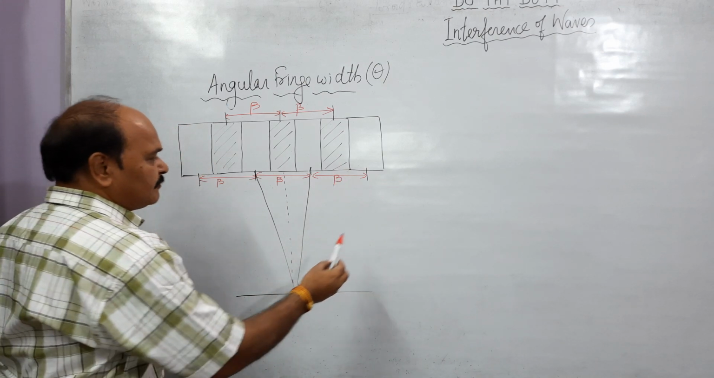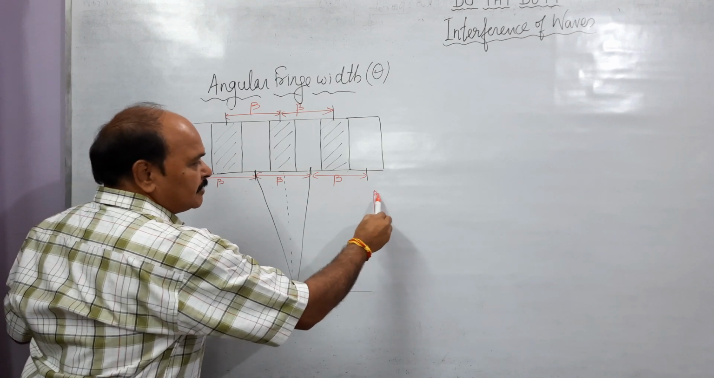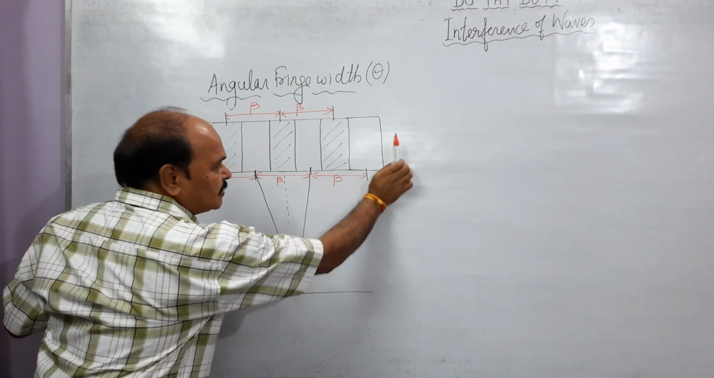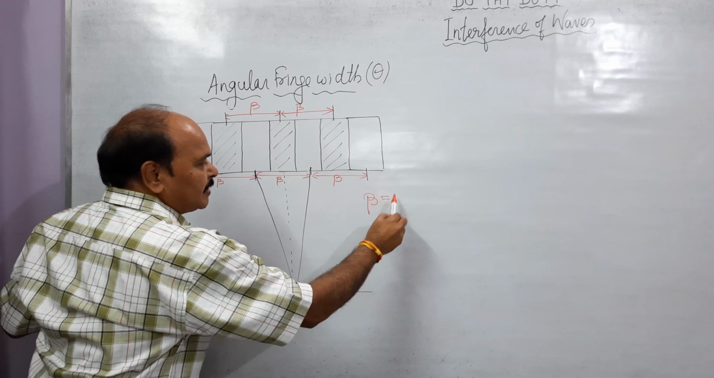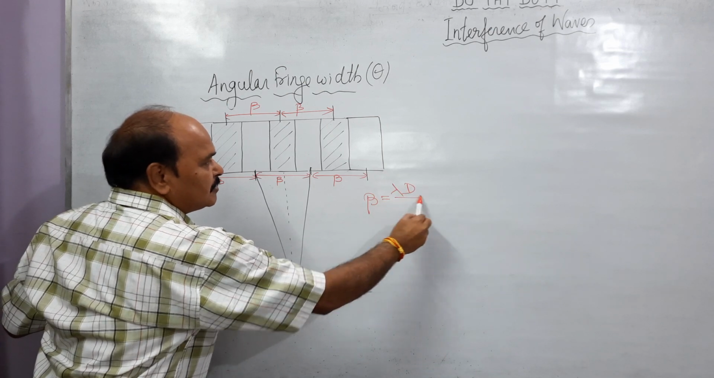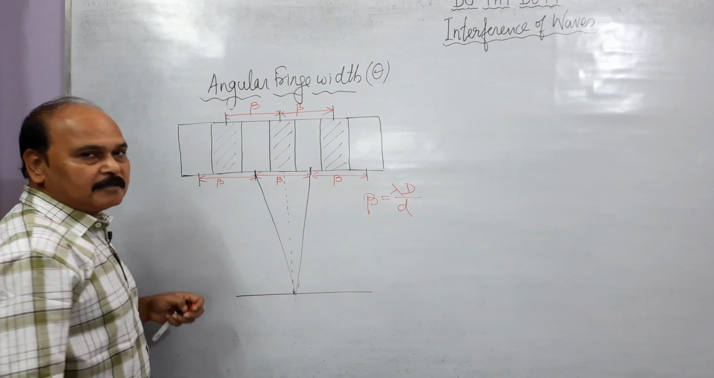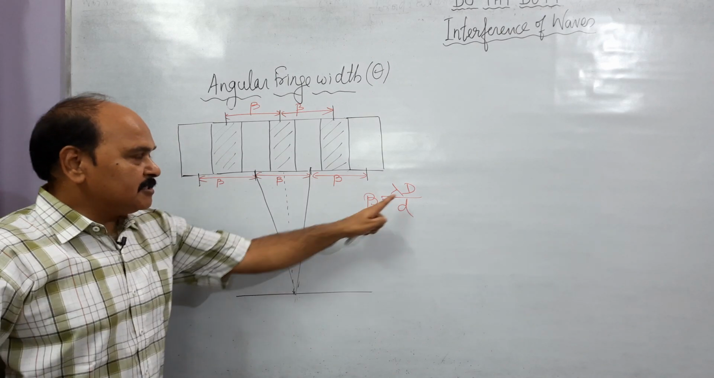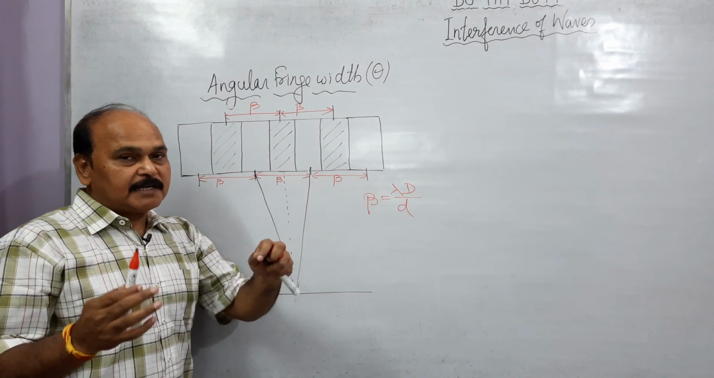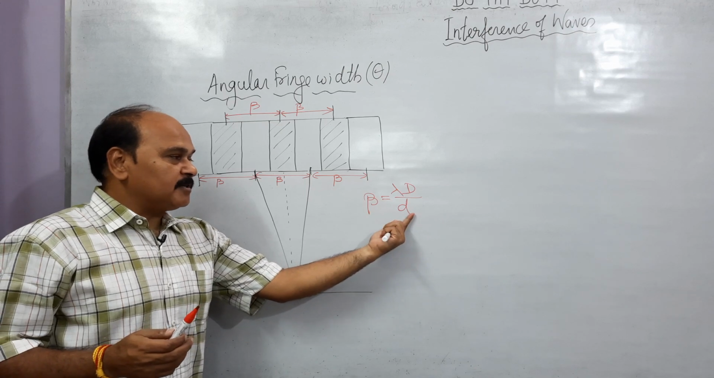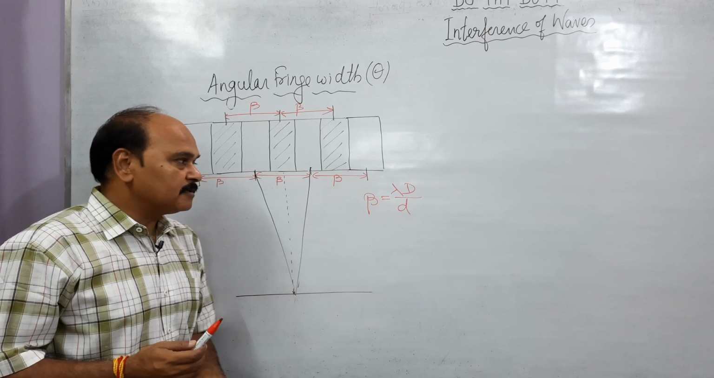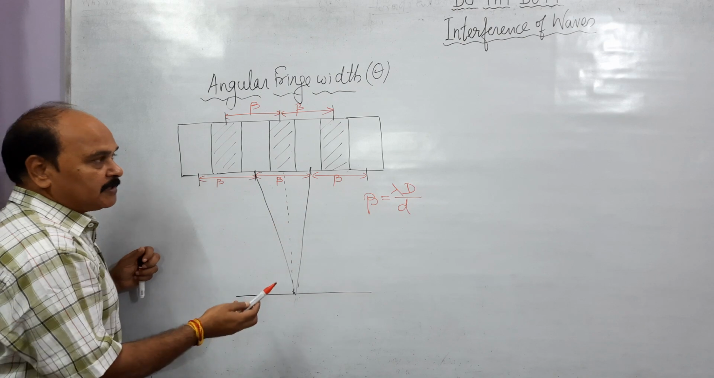And this linear fringe width we have already studied is nothing but lambda capital D upon small d. Lambda is the wavelength of light, capital D is the separation between the plane of the slit and the screen, and small d is the separation between the coherent sources. This is linear fringe width.